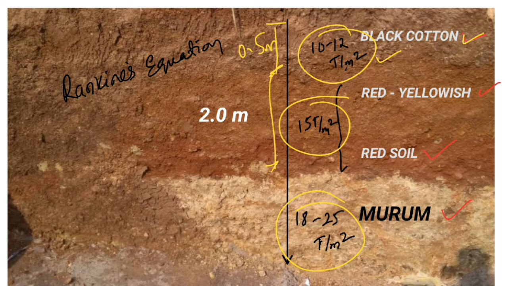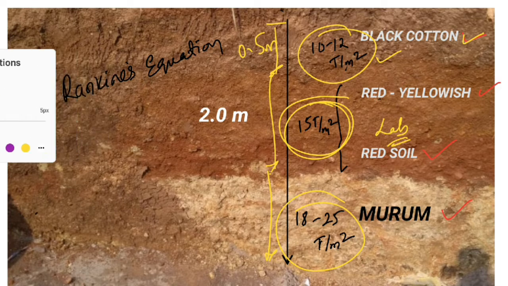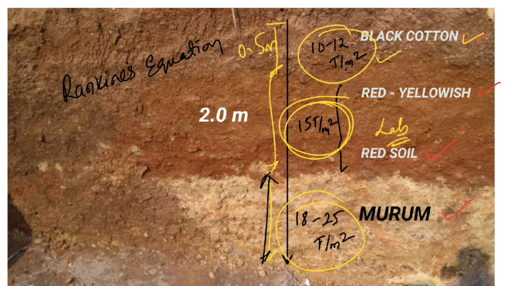Suppose if you place a footing in between red yellowish to red soil, the SBC needs to be taken around 15 ton per meter square. Even so, you need to check in a lab for SBC and other parameters. Apart from that, if you place the footing in muram, we need to consider the SBC around 18 to 25. Again I said lab testing needs to be done before coming to a conclusion or before going to the design of any of the structures.